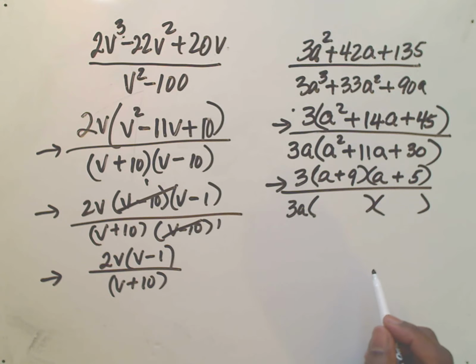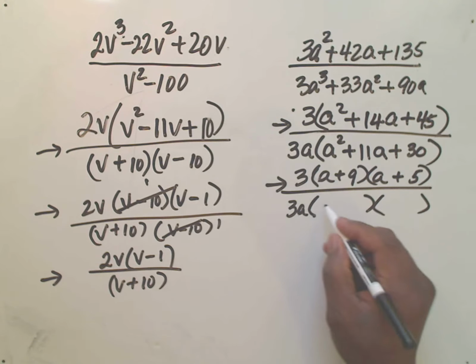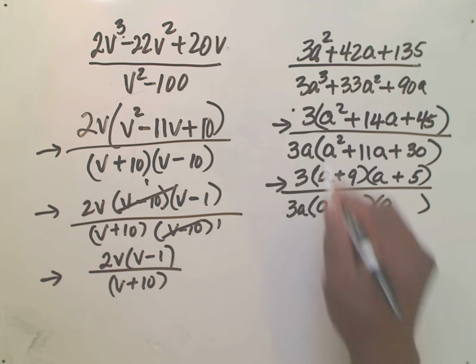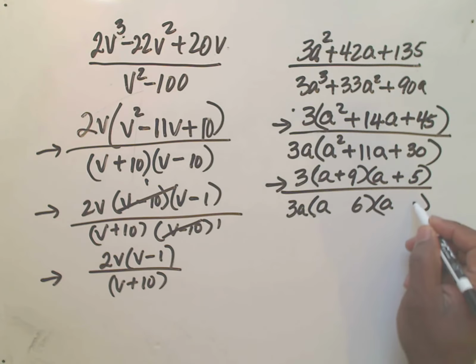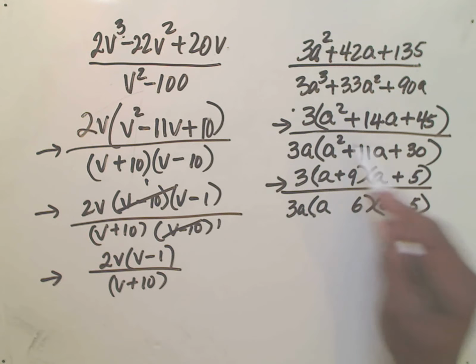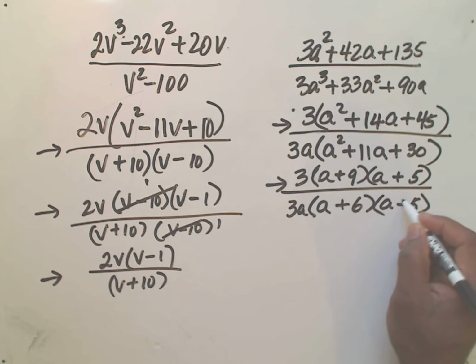So what are the factors of 15 that add to give you 11? Well, let's do the first two. A times A would give you A squared. What are the factors of 30? Well, you go 10 times 3. That won't work. How about 6 times 5? Well, 6 and 5 can add to be 11. Since both are positive, both will be positive.